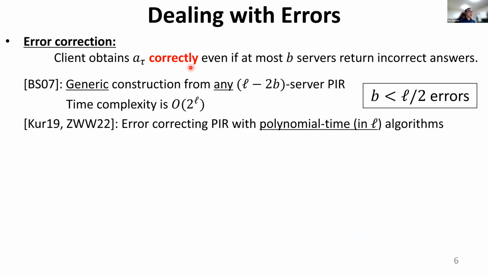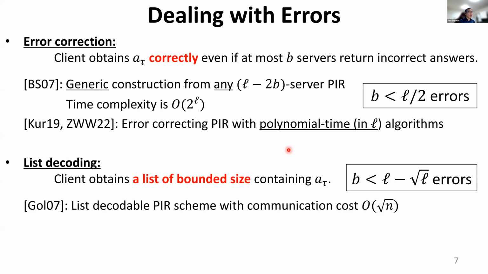So to deal with malicious servers, several security notions have been proposed. First, error correction enables a client to obtain a correct value, even if a part of servers return incorrect answers. Daniel and Stoll proposed a generic construction of error correcting PIR from any regular PIR. Recently, several error correcting PIR schemes with more time efficient algorithms were proposed. However, error correction is a strong security notion, and as a result, it is impossible to achieve when more than half of servers are malicious.